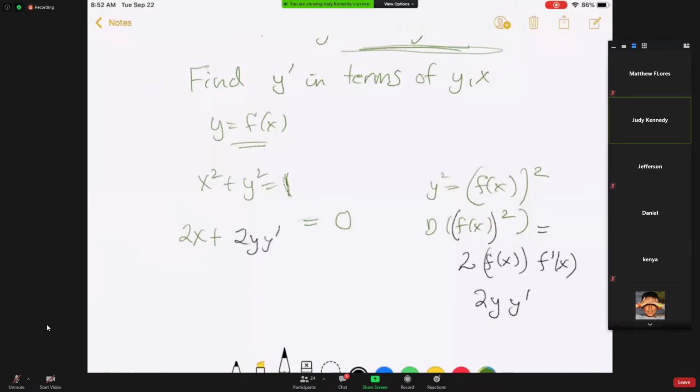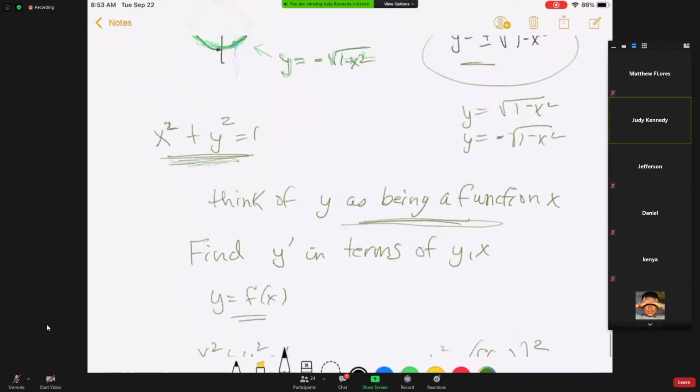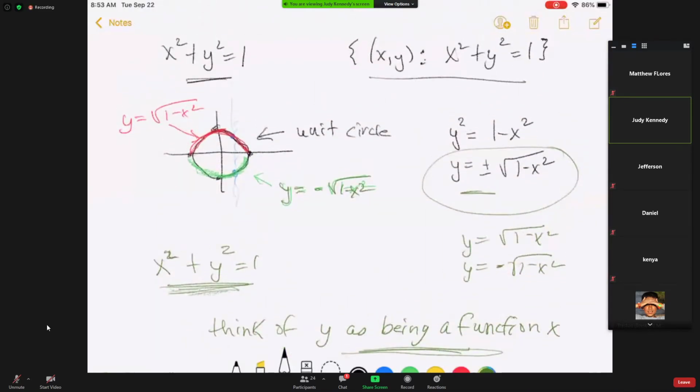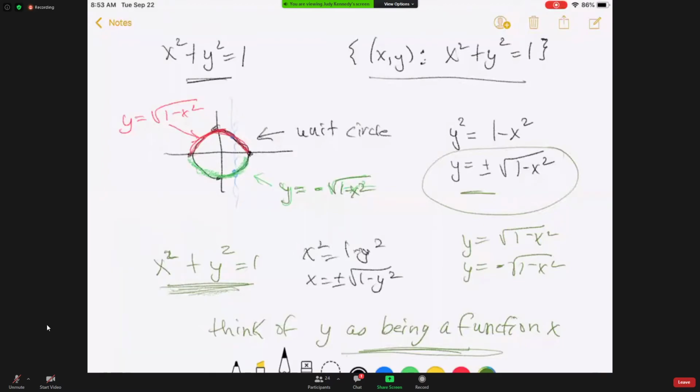If you're thinking of x as a function of y, in fact, we could solve for those. X squared is 1 minus y squared. So x is plus or minus the square root of 1 minus y squared. And if you're thinking that way, then you're thinking about a function of y, the left half and the right half of the circle, basically.